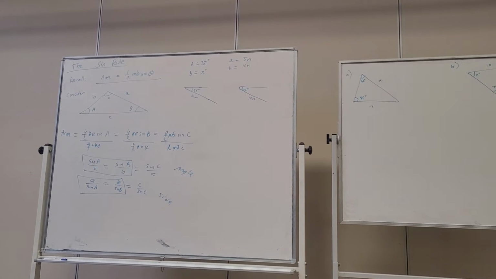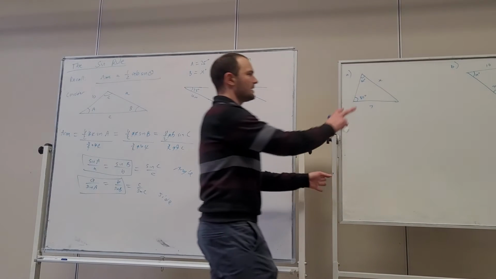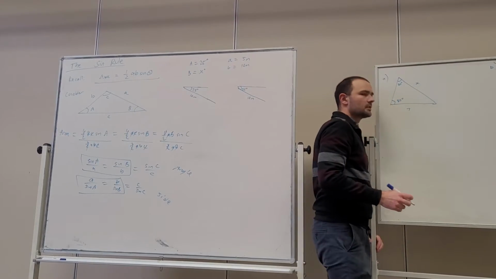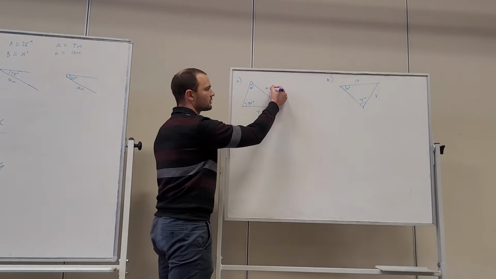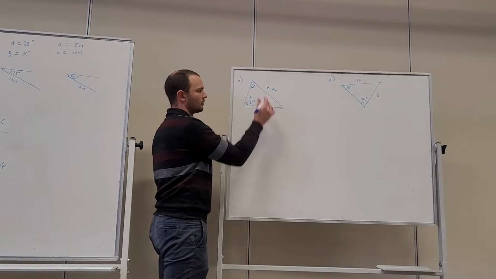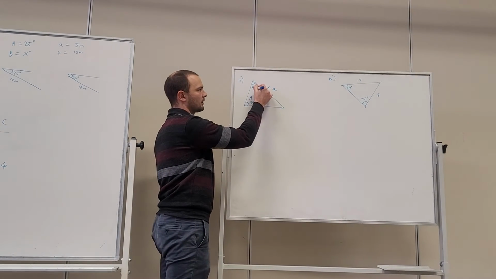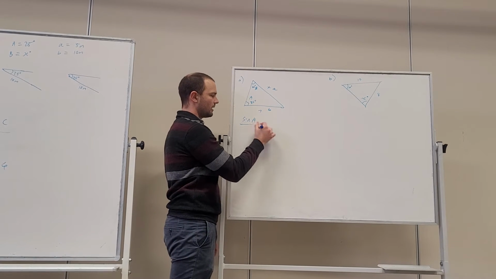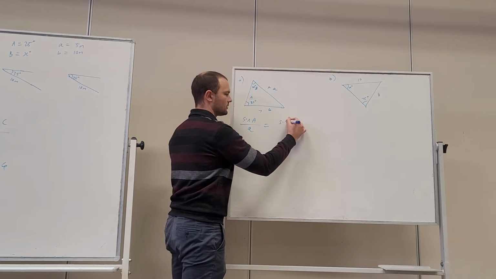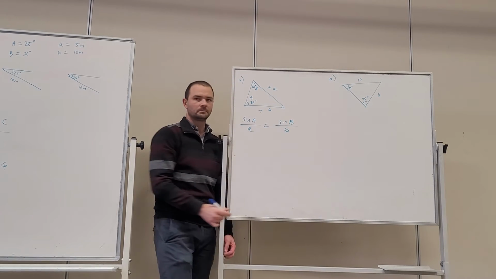Okay, so let's move on to the first example. Here we're going to find an unknown side. So I always say, make your unknown a. So if our unknown side is a, that means our angle here is A, and this angle is going to be B, and this is b. So the sine rule says sine of A on a is equal to sine of B on b.